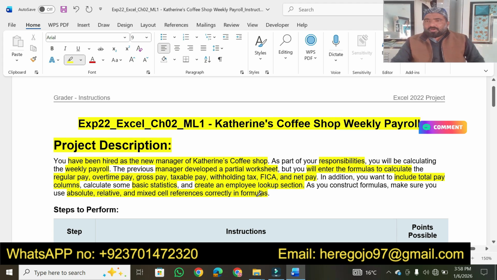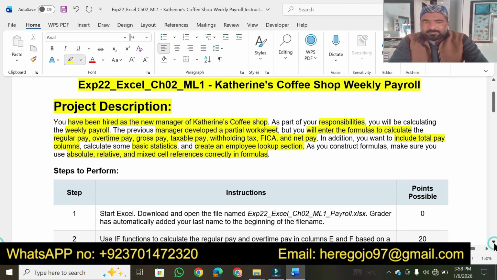All these are simply the project description. We have to read the project description so we can get an idea of what we have in today's assignment and how we have to solve it. Now we are moving to the graded part.